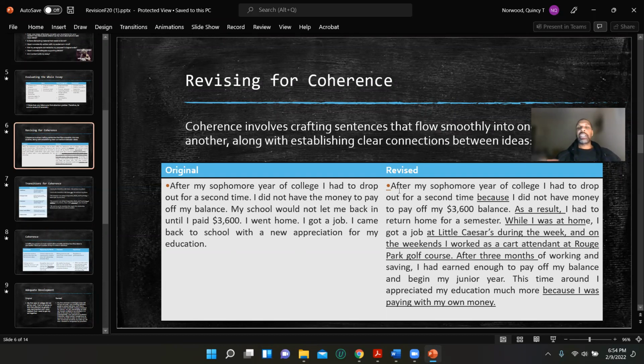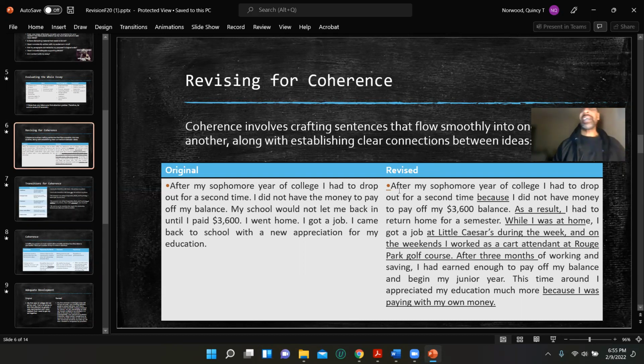After three months of working and saving. Once I had recovered from the breakup. Things like that are little things that will give your readers more insight, and they help your paragraphs flow more smoothly. I had earned enough to pay off my balance to begin my junior year. This time around, I appreciated my education much more because I was paying with my own money.